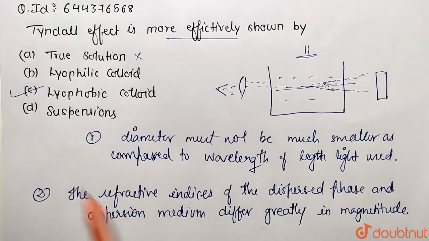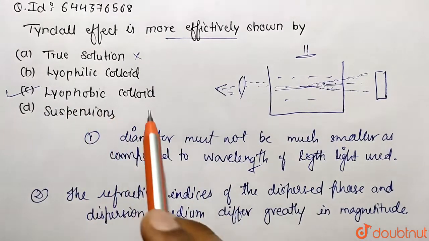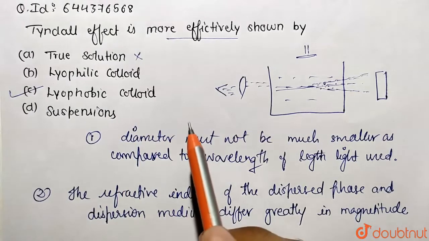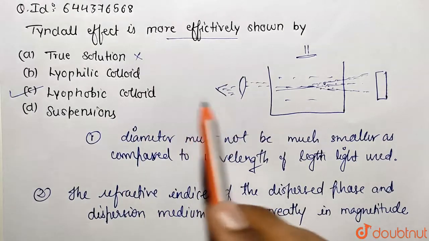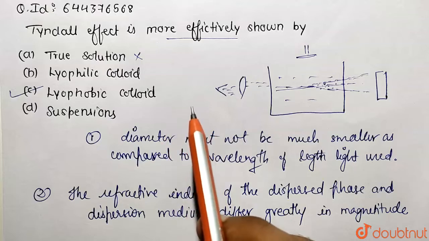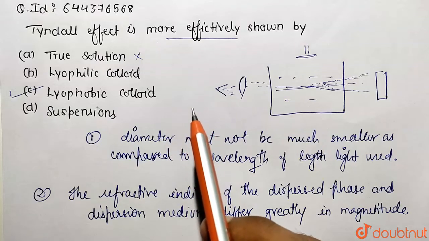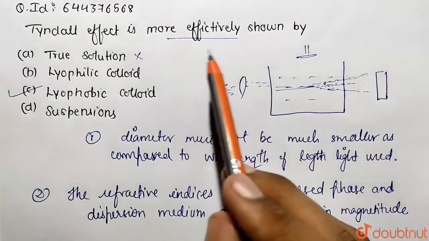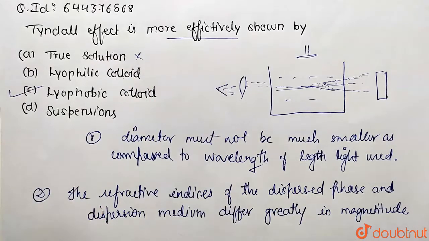The reason is very simple. Lyophobic colloids are not much solvated. They are liquid hating, so they are not more dissolved in the solvent. They give more scattering of light, so they show a larger, more effective Tyndall effect. So option C is the correct answer.